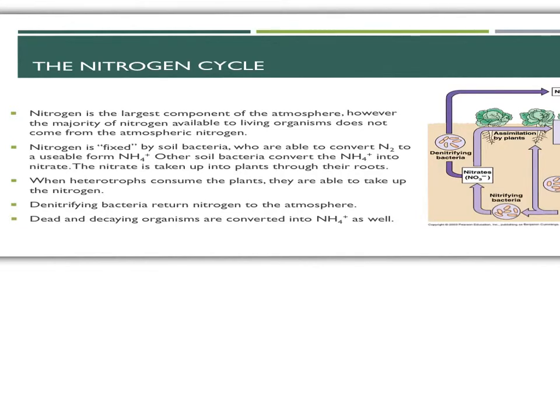Now, eventually, again, a heterotroph will consume the plants and take up the nitrogen. And then there are other bacteria in the soil called denitrifying bacteria that take that nitrogen and return it back to the atmosphere in the form of N2. And then as organisms die and decay, the nitrogen in their bodies is converted into ammonium, which will end up coming back into plants as well.